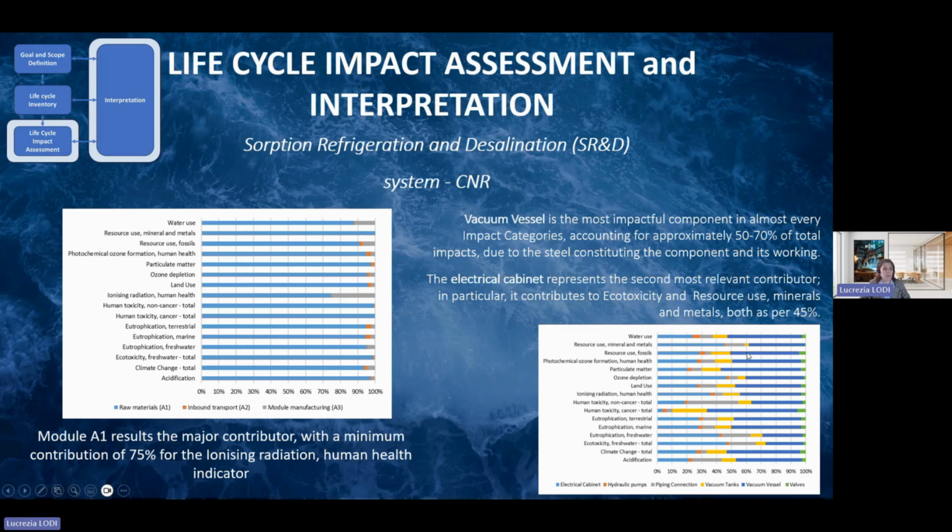And again, we want to go more in depth and understand which are the components that most contribute to this behavior. And it has emerged that the vacuum vessel is the most impactful, and it accounts for at least 55% and up to 70% of the total impact. And that is, again, due to the steel that constitutes the components and its working. And also, we have to consider the fact that some components are much heavier than others, and so this may also be the reason. And the electrical cabinet is the second most relevant contributor, in particular for the indicators corresponding to ecotoxicity and resource use.